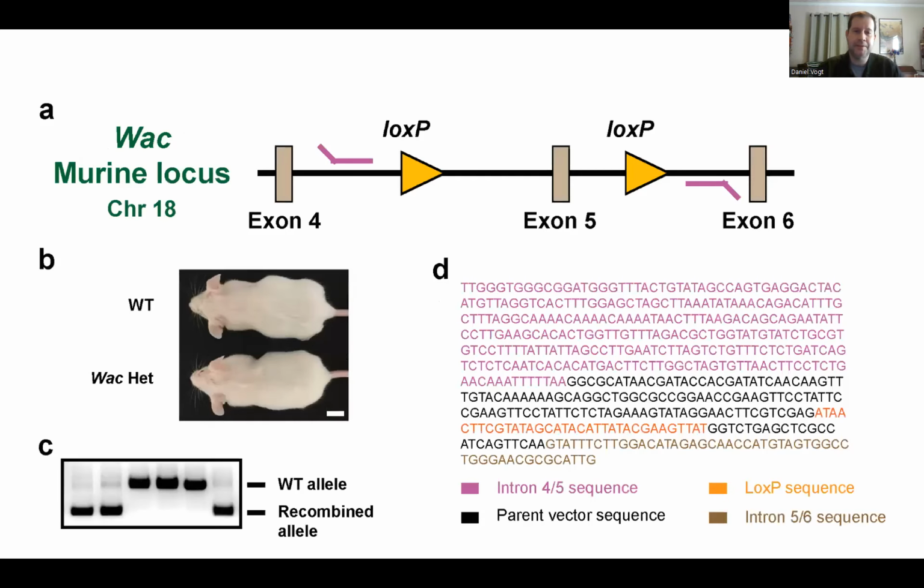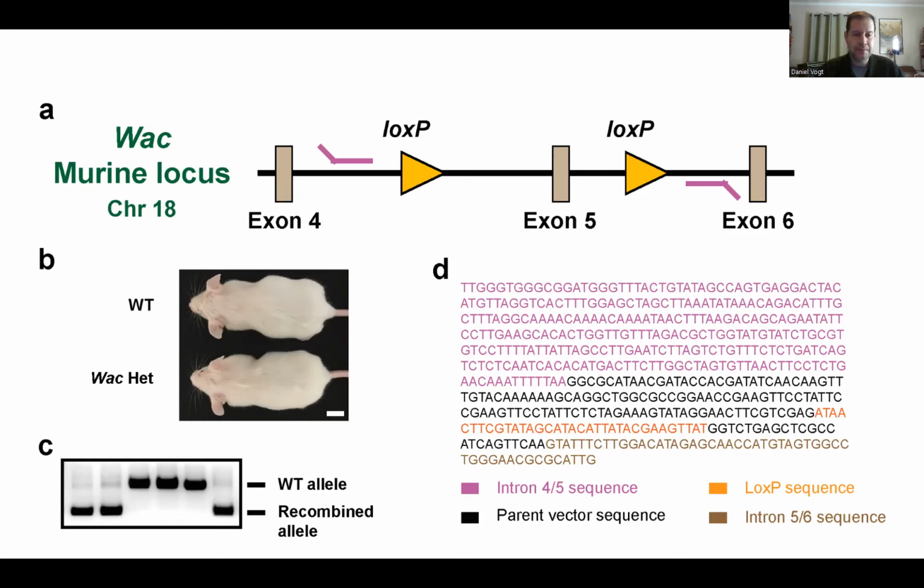I'll start with the mouse model. So here in panel A on the top, this is just a cartoon kind of showing where we were able to manipulate the mouse's genome. And we used a technology called Cre-LoxP. These are kind of like molecular scissors, where we were able to cut out part of the gene, creating a WAC heterozygous mouse. So we lost one copy, or one of its alleles.